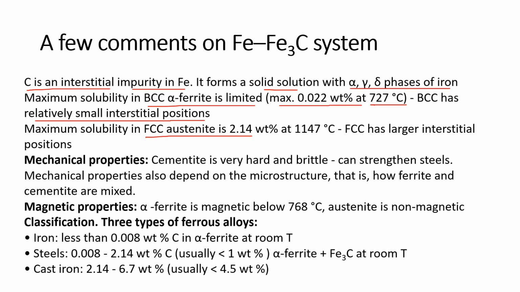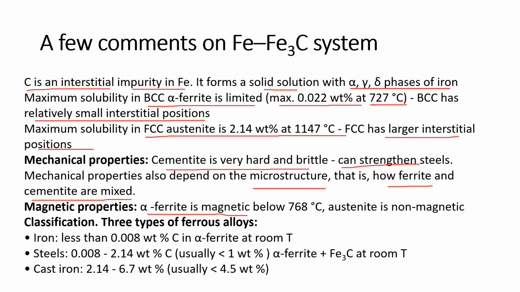Maximum solubility in FCC austenite is 2.14 by weight percent at 1147 degrees centigrade. FCC has larger interstitial positions. Mechanical properties: cementite is very hard and brittle, and can strengthen steels. Mechanical properties also depend on the microstructure, that is, how ferrite and cementite are mixed.